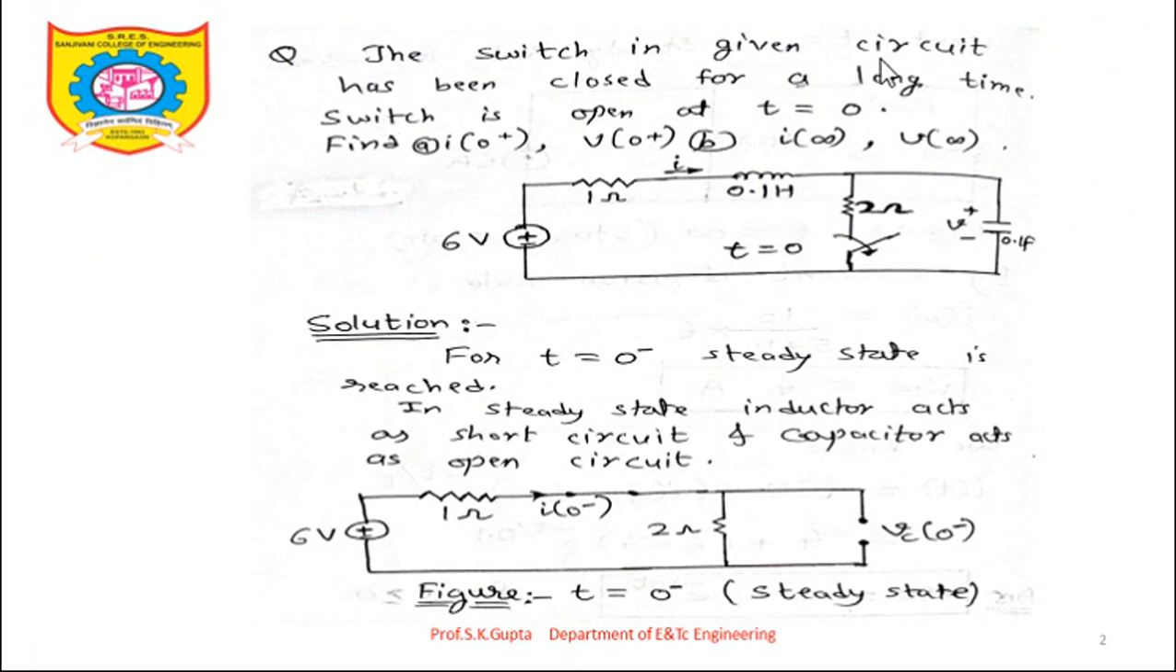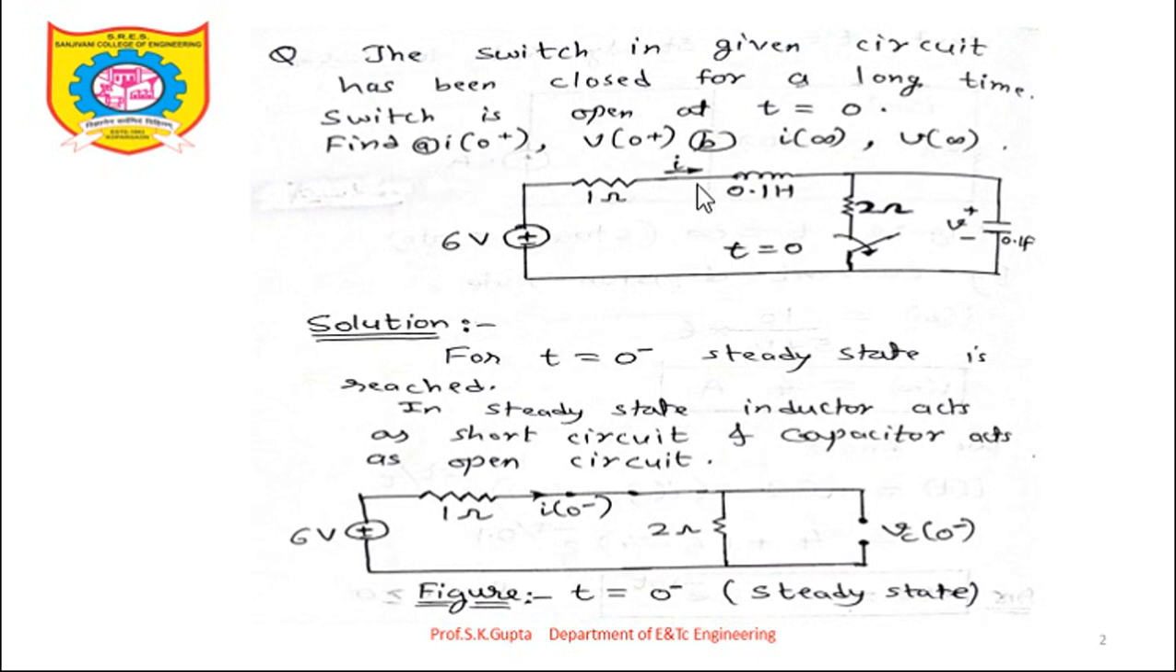The switch in given circuit has been closed for a long time. So this switch was closed for a long time and switch is open at t equal to 0. As you can see from the arrow also that t equal to 0 is written and direction of switch is outward. And we have to determine i of 0 plus, v of 0 plus, i of infinity, v of infinity. That means we have to determine, this is the i direction, this is v direction.